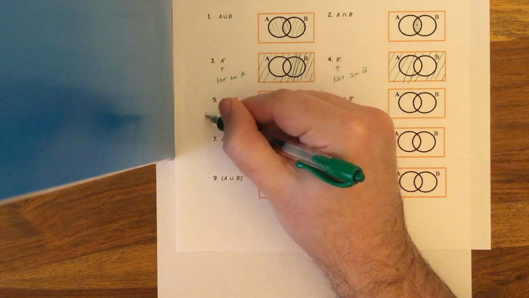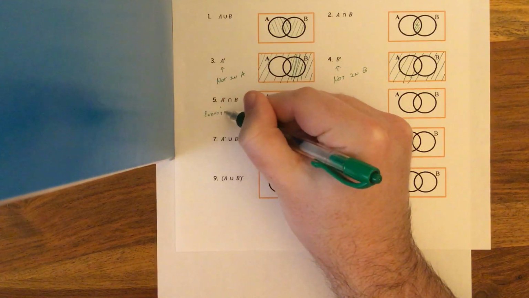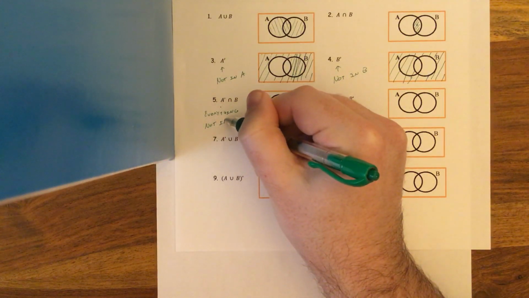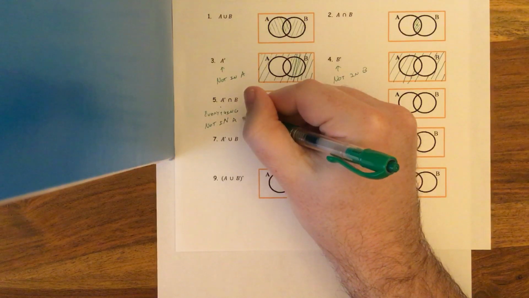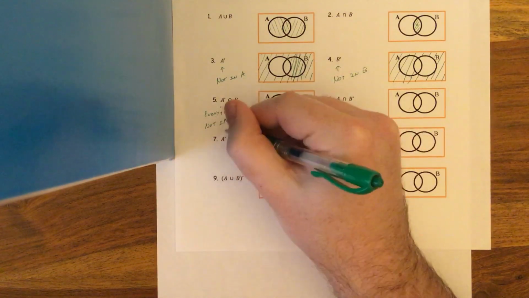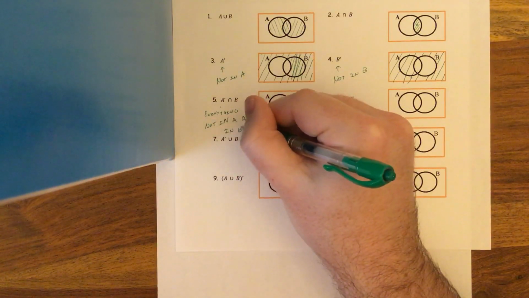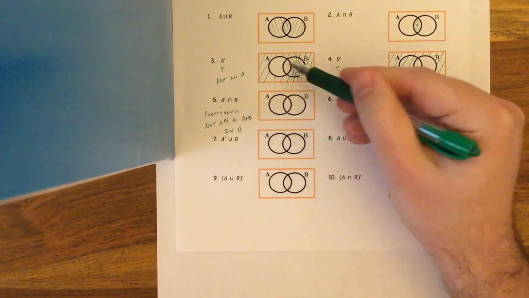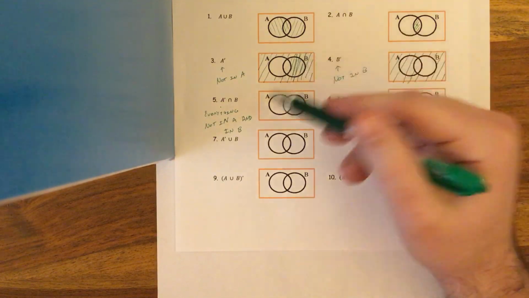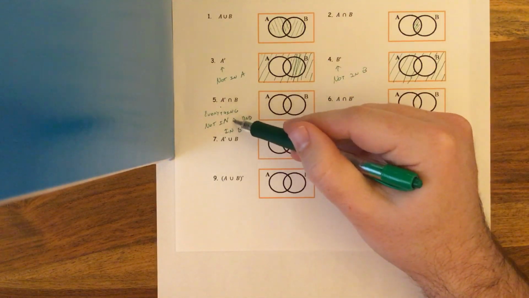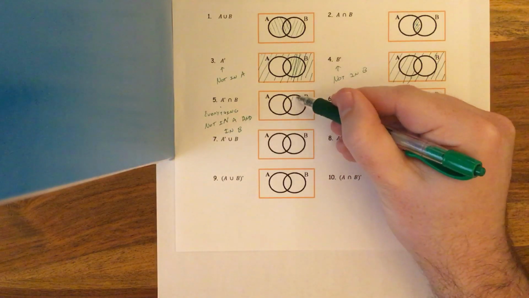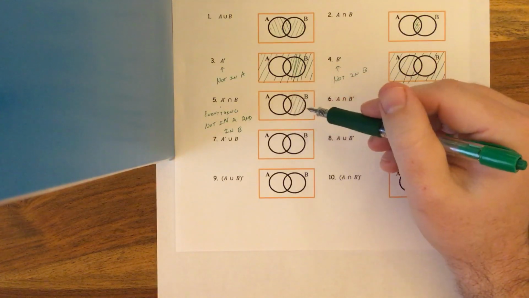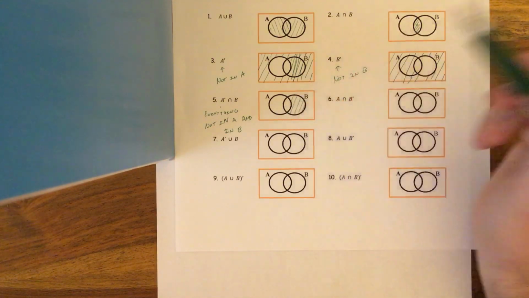I'm going to write this out. Everything not in A and in set B. Everything not in A would be all that stuff on the outside, kind of like what we did right here. But it has to be everything not in A and also in B, so it's just going to be this area right here. That's everything not in A, but also inside of B.